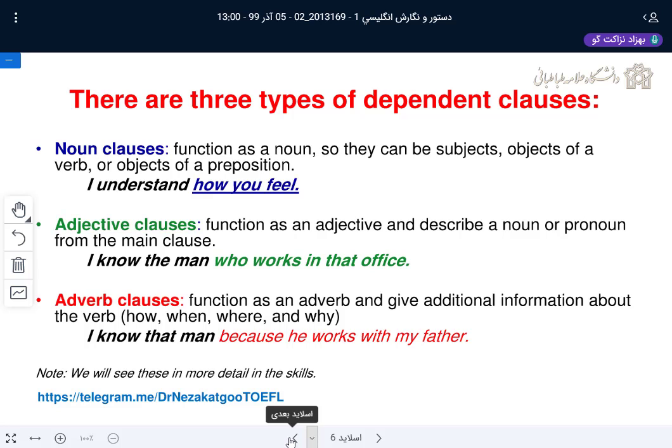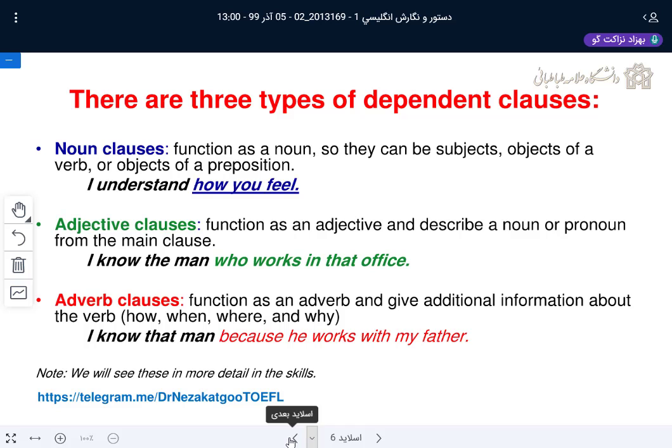An adjectival clause functions as an adjective and it describes a noun or a pronoun, but they are post-modifiers. They come immediately after the noun and they modify the noun. I know the man. Okay, so we want to know more information about this man, so we need to use a clause. So we embed this clause, who works in that office. As you see, the clause has its own subject and its own verb. Who is a connector, and the verb is works. But where's the subject?